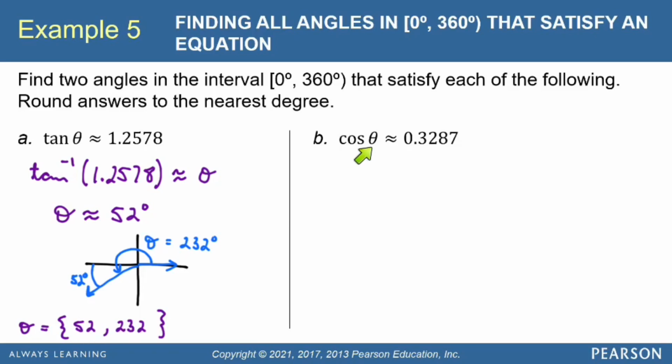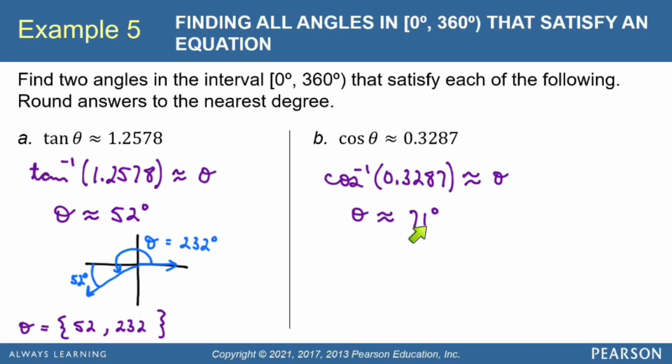Now let's do the same thing for part B. And you can pause the video and try this one on your own if you like. And now I'm going to go through it with you. So we know that this is a positive cosine value, and so there is going to be an angle in quadrant 1 that has 0.3287 as its cosine. And we know that to find it, we can restate this in inverse form. So we can write cosine inverse of this number is approximately equal to our angle. And now if we enter this expression on the calculator, we find that theta is approximately 71 degrees.